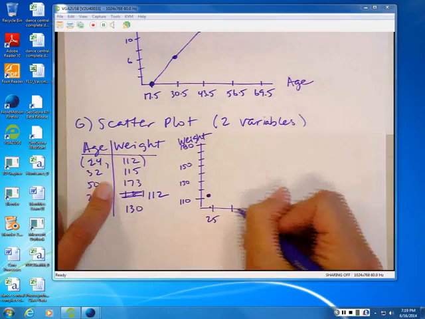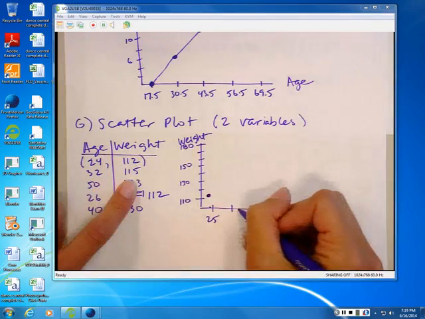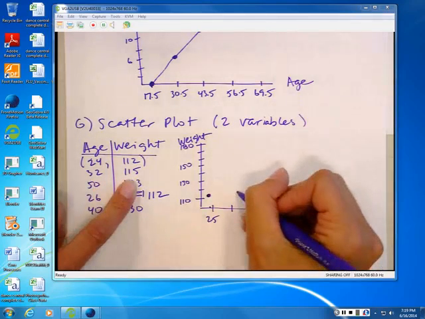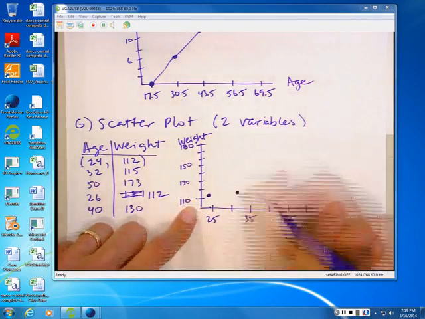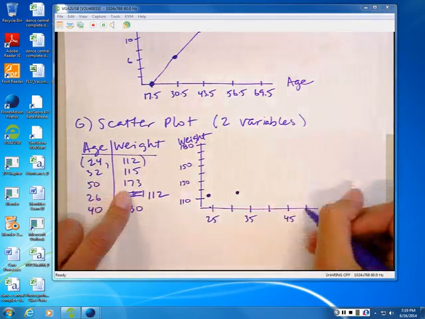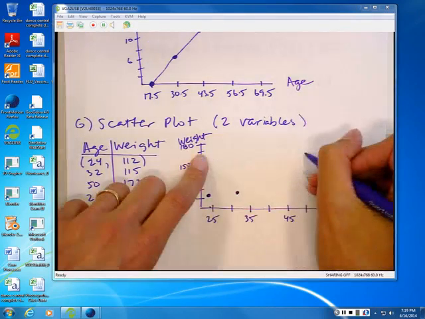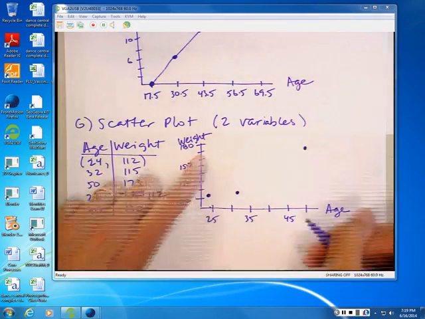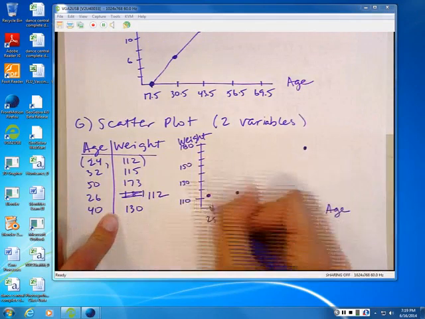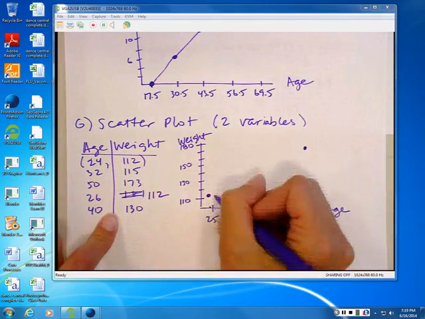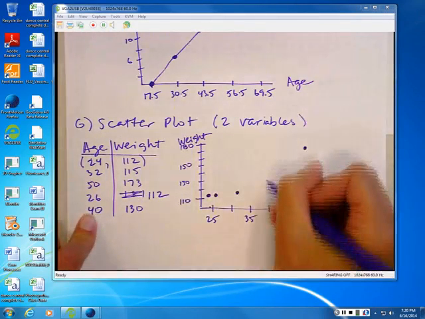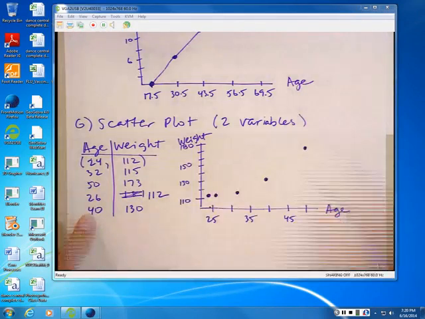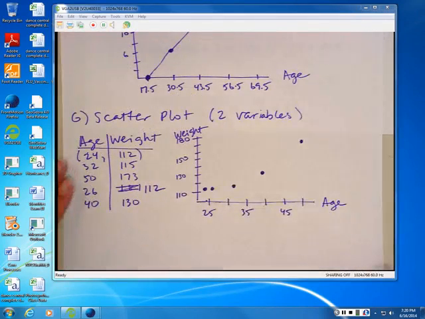32, that was 30, so 32 is about right here. It goes with 115. So 115 was a little bit bigger than that. Remember, this is 10, 20, so a little bit bigger there. And then 50 goes with 173. This was 170, so a little bit more would be 173. 26, back over here, 26 goes with 112. Lines up with that one. And then 40, which is here, goes with 130.